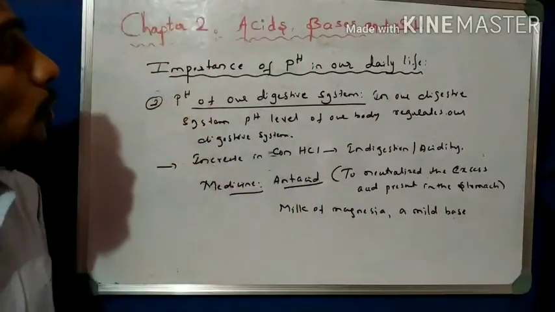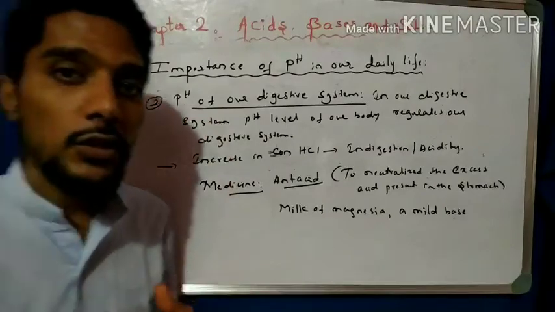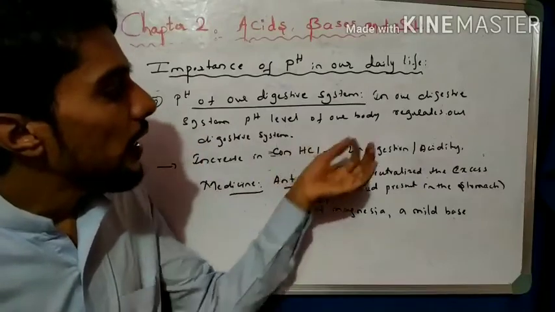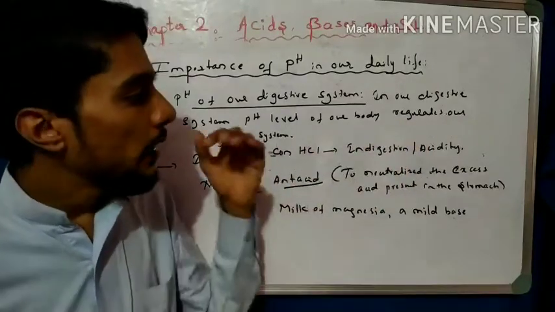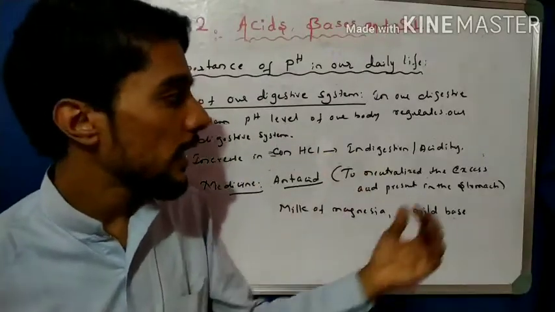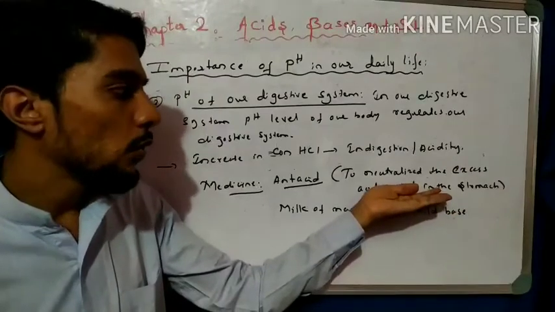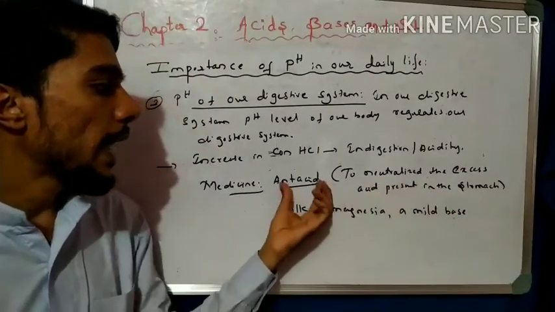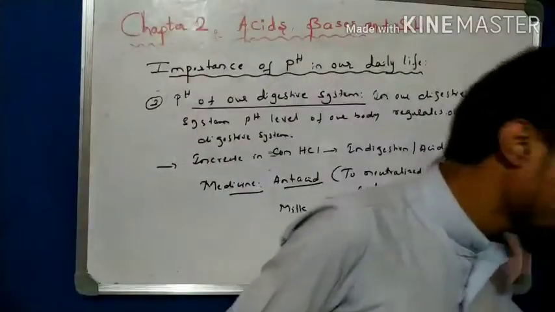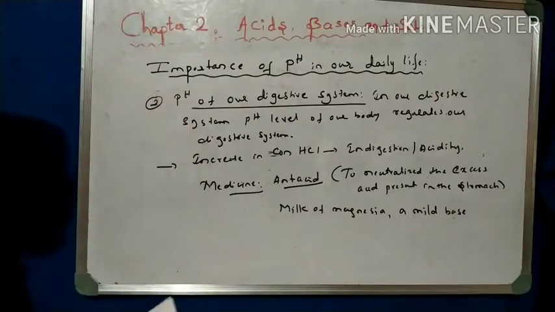So that is the second very important importance of pH in our daily life. The pH of our digestive system is also very important, to maintain the pH scale which regulates our body. If the pH is disturbed, we feel burning, pain sensation, acidity. In that case, we have to neutralize the excess acid. We do this by using antacid, that is milk of magnesia, a mild base. So that is another very important importance of pH in our daily life.